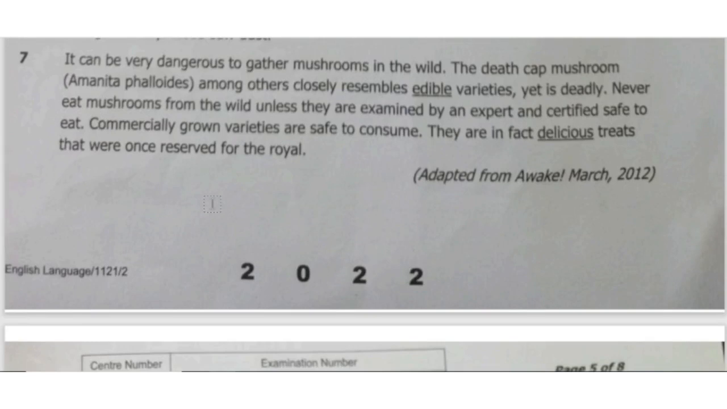It can be dangerous to gather mushrooms in the wild. The death cap mushroom, Amanita phalloides, among others, closely resembles edible mushrooms, yet is deadly. Never eat mushrooms from the wild unless they are examined by an expert and certified safe to eat. Commercially grown varieties are safe to consume. They are in fact delicious treats that were once reserved for the loyal.